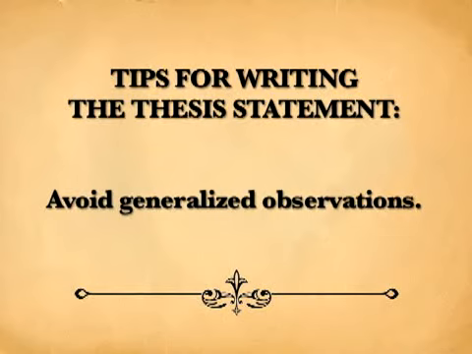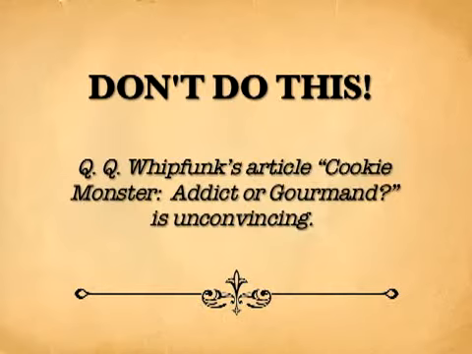Finally, try to avoid generalized observations. For instance, QQ Whipfunk's article, Cookie Monster, Addict or Gourmand, is unconvincing. Now, this is a little bit better. You'll notice this observation does present an assertion that the article is unconvincing, but it's far too general, it's far too broad, and this same observation could apply to numerous articles. Lots of articles out there could be unconvincing. So you want to try to find something that works a little bit better and make this more specific.